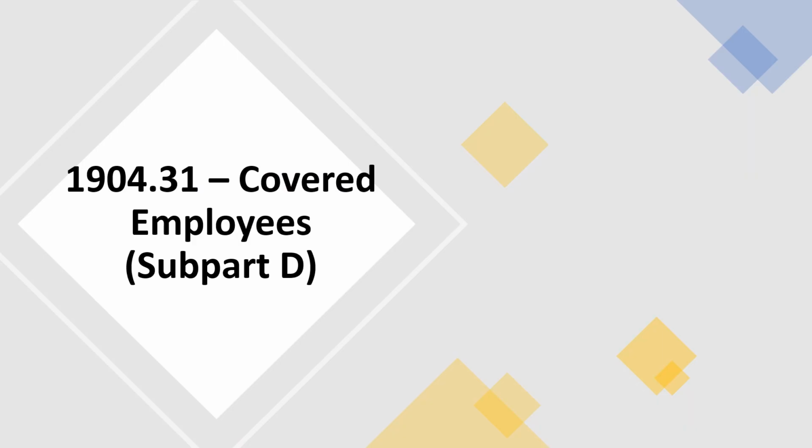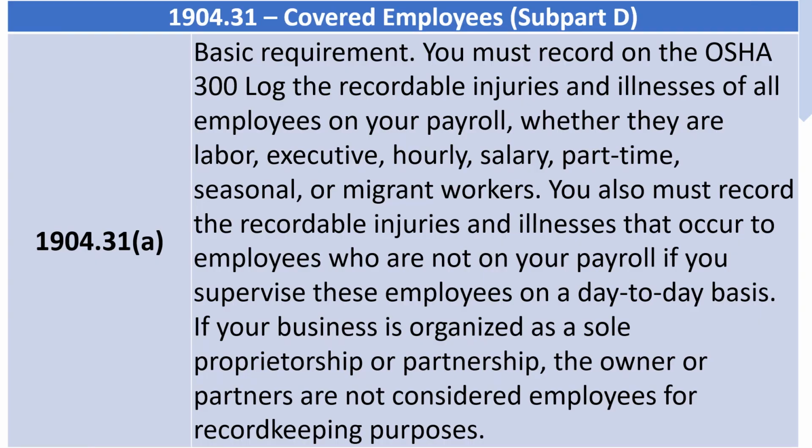OSHA 1904.31. Covered employees. 1904.31(a) Basic requirement. You must record on the OSHA 300 log the recordable injuries and illnesses of all employees on your payroll, whether they are labor, executive, hourly, salary, part-time, seasonal, or migrant workers. You also must record the recordable injuries and illnesses that occur to employees who are not on your payroll if you supervise these employees on a day-to-day basis. If your business is organized as a sole proprietorship or partnership, the owner or partners are not considered employees for record-keeping purposes.